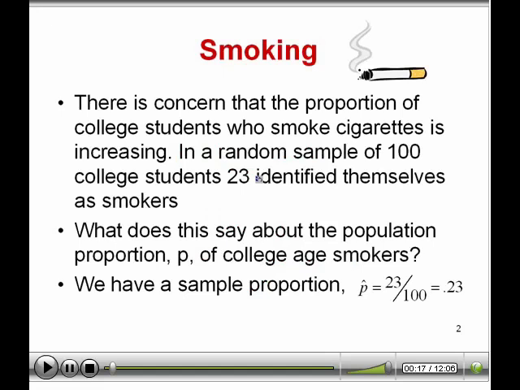Suppose a researcher is concerned about the proportion of college students who smoke cigarettes. He would like to get a handle on the true proportion of college students who smoke. So one day he interviews 100 students and 23 say that they smoke cigarettes. We know we can't trust a single reading. So what does this sample proportion of 23% say about the true proportion of college students that smoke? How confident can we be that this measurement is close to the truth?